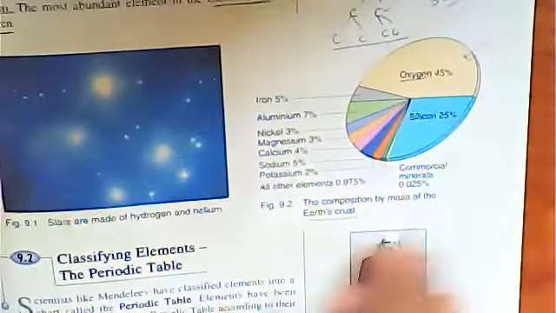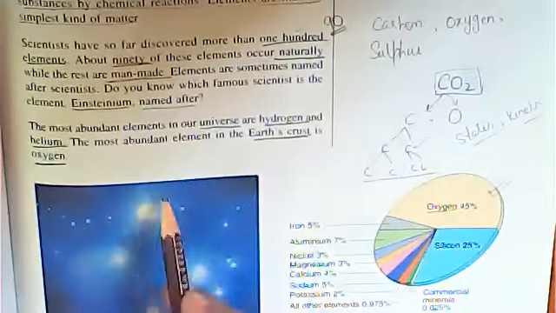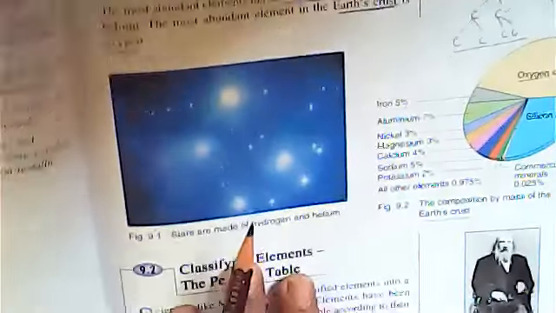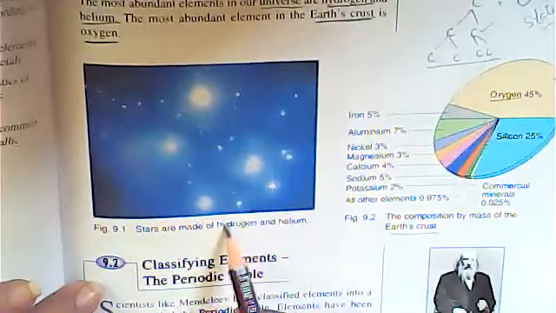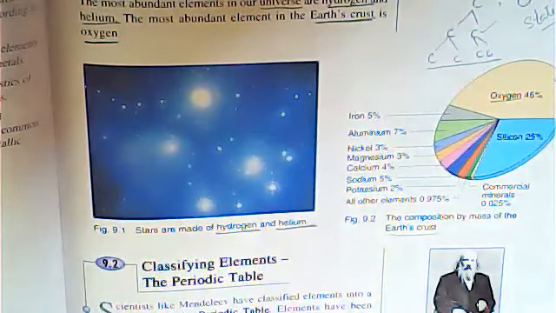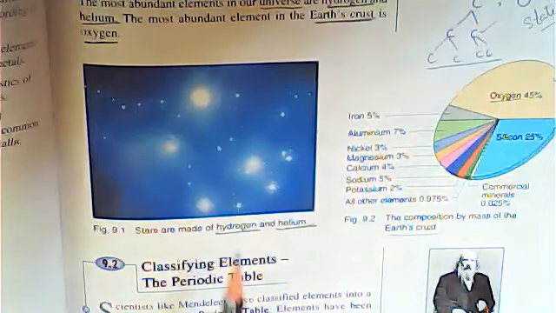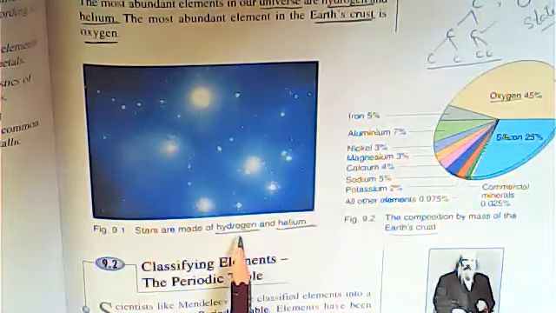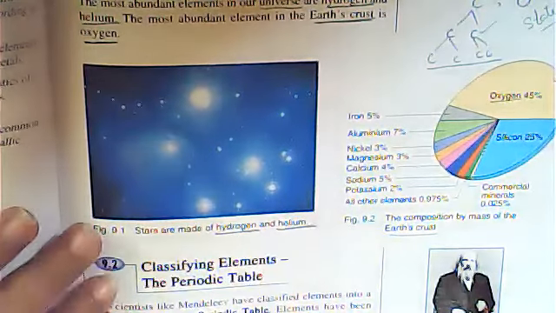Now, next is why we are saying that the most abundant elements in the universe are hydrogen and helium. Because stars are made up of hydrogen and helium, and you know our universe has a lot of stars. So that's why we say that in our universe the most abundant elements are hydrogen and helium, and all the stars are also made up of hydrogen and helium, right?